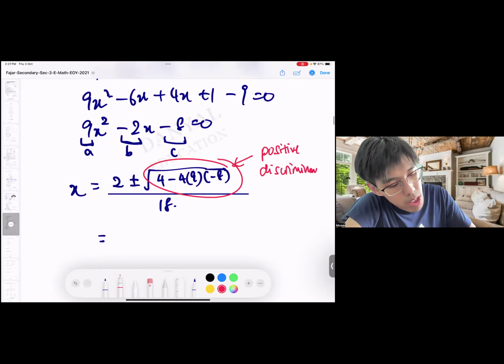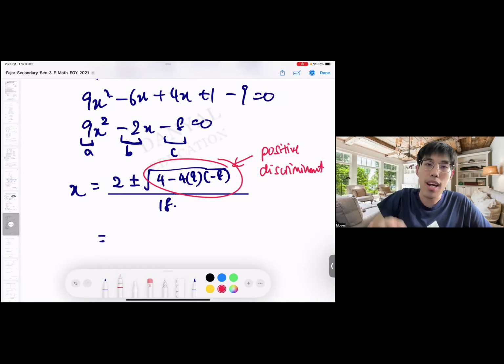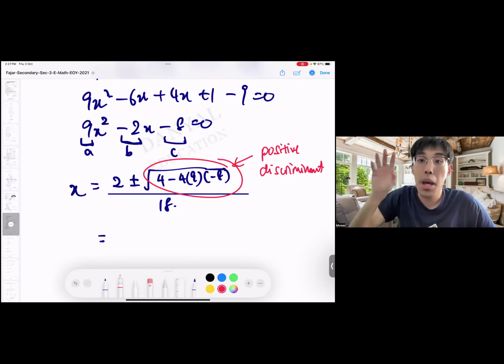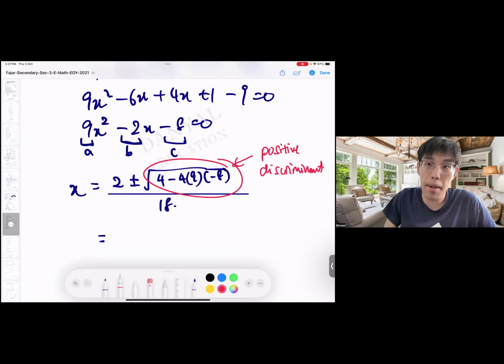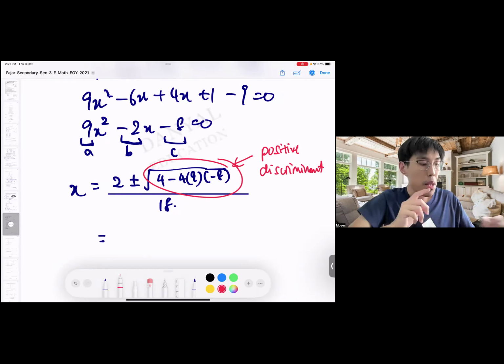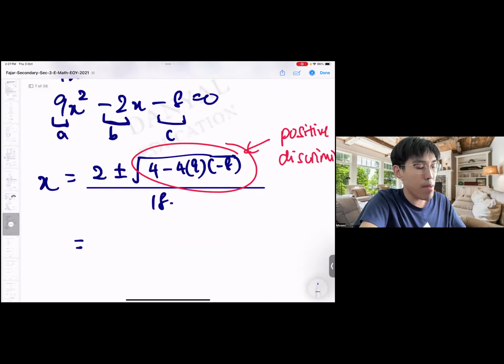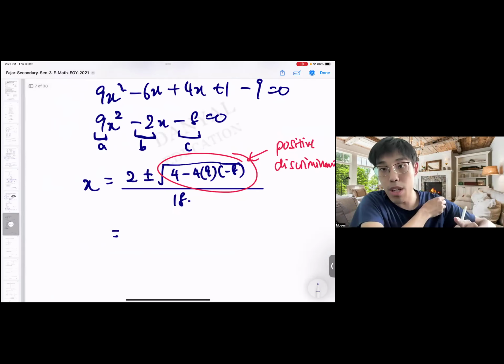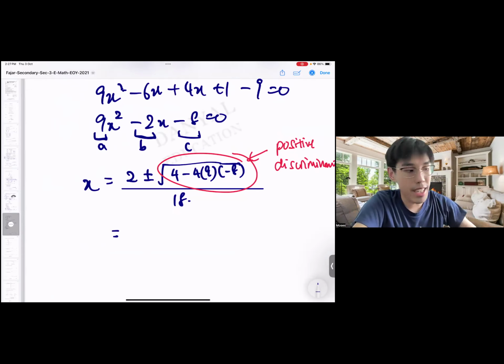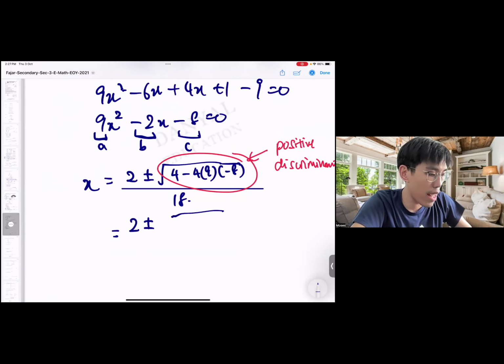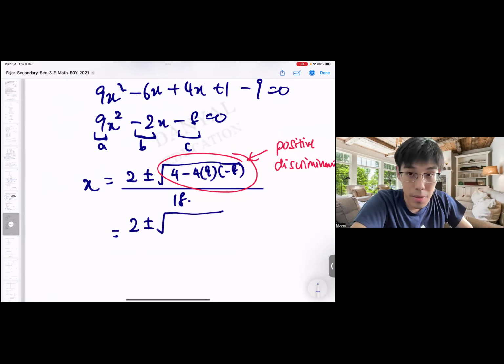In this case, your positive discriminant. You must show that the expression in the square root, b squared minus 4ac, is a positive number before you can press the calculator and solve. This one you must write, otherwise marks will be deducted. What I'm sharing here is 100% from MOE, 100% proven already. So just follow. So 2 plus minus, you go and evaluate what is going on inside here.